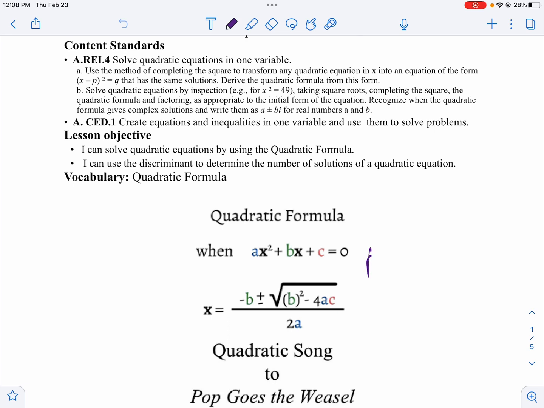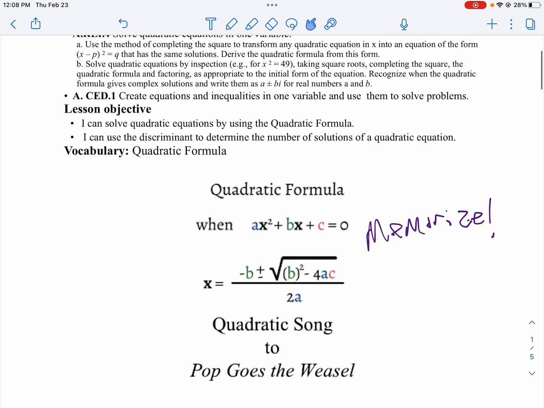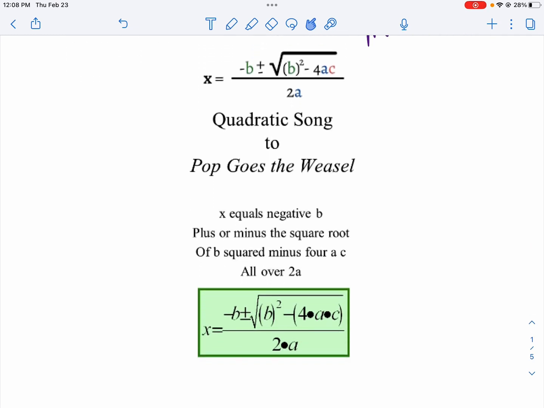You need to memorize this. I will not put this formula on the test. You have to know it. Since you have to know it, let's find a way to help us remember it. And we got a song. I like those songs. It goes to Pop Goes the Weasel. So it goes x equals negative b plus or minus the square root of b squared minus 4ac all over 2a. And once again, probably the easiest way to memorize it besides the song is just use it. Every time you have to use the quadratic formula, write this formula down so you have it.